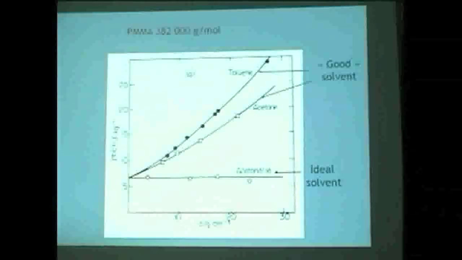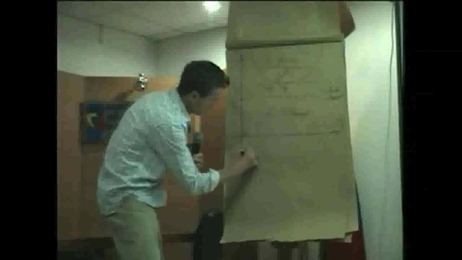I'm afraid I will have to ask you to go back to the board. Here I write pi divided by phi, which is the equivalent of pi divided by C, because the concentration and the volume fraction are just quantities which are proportional to one another. It's the same, in fact. Okay, it's almost the same.